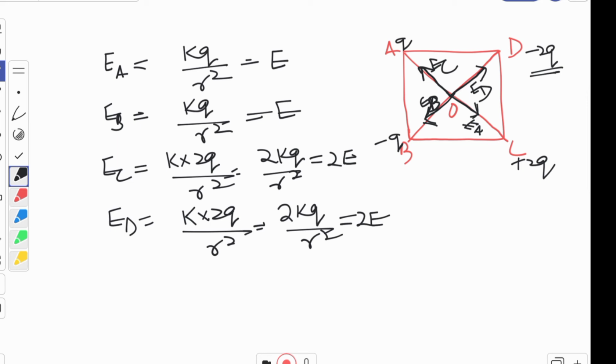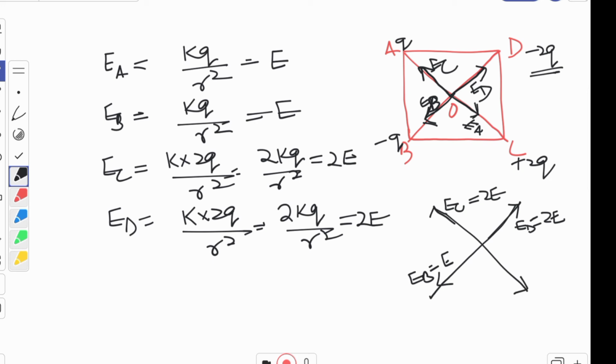Now we need the resultant. See children. So here this ED is like this. So ED is how much? 2E. And EB, how much? E. Now here this is your EC, how much? 2E, and this is your EA, how much? E. Now tell me, we know how to get the subtraction and addition of vectors, everything we know, and I have uploaded those videos also.